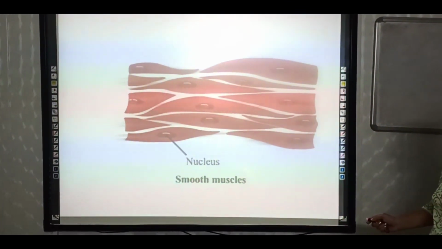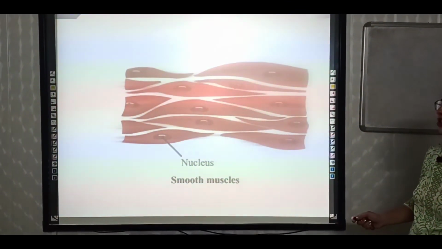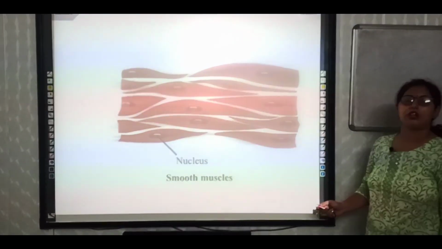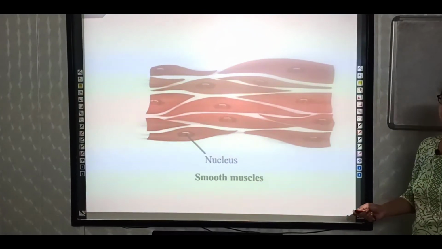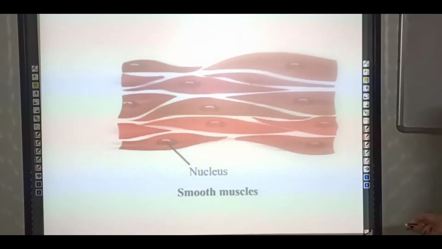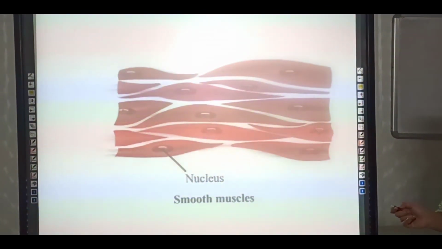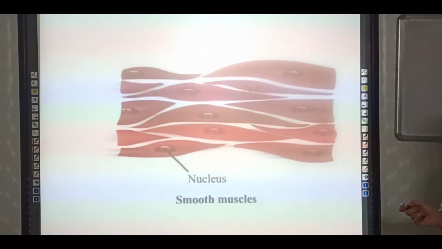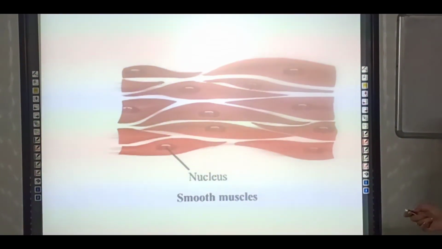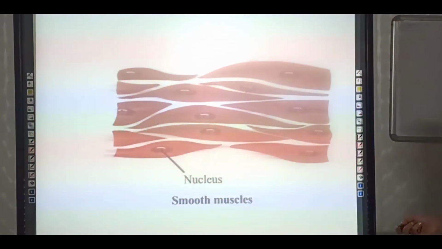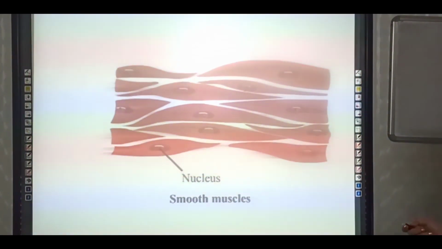These muscles line the visceral organs of our body. What are the visceral organs? These are the internal organs. Internal organ means your stomach. It controls the involuntary actions, which are not in our control, which are not in the will of the human body. Every organ contains this type of muscles, but there is an exception.